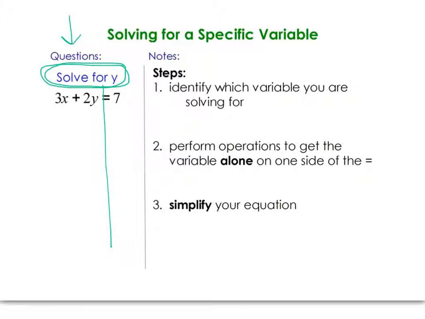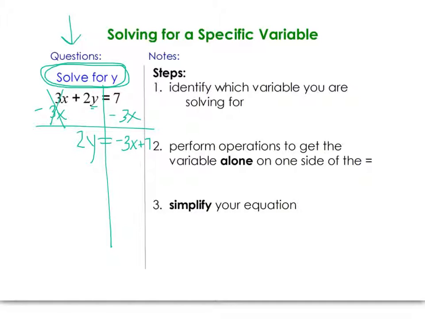So if I'm trying to get y alone on one side of my equal sign, the first thing I want to do is subtract 3x from both sides. Well, 3x take away 3x gives me 0x. Bring down your 2y equals negative 3x plus 7.